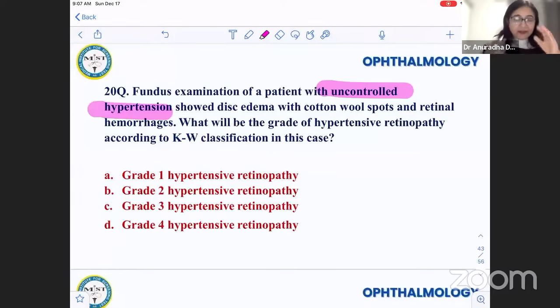There are different grades of hypertensive retinopathy based upon the Keith Wagner classification. Have a quick revision of that. It is very easy. So here, what are the findings? There is disc edema, cotton wool spot, and retinal hemorrhages. They come in the category of grade 4 hypertensive retinopathy.